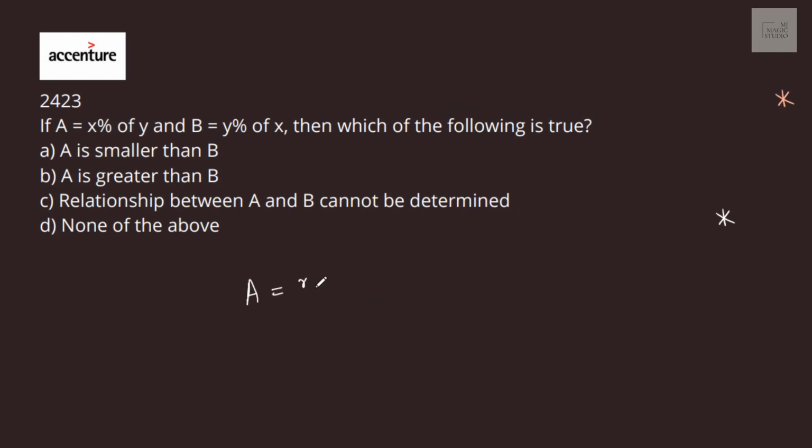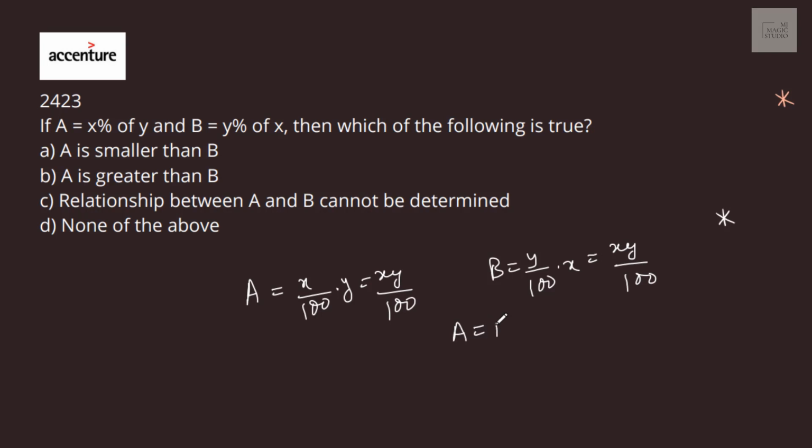A is X percent of Y. That means X by 100 into Y. That is XY by 100. Okay. B is Y percent of X. Y by 100 into X. That is also XY by 100. That means A is equal to B. Then which of the following is true? A is smaller. No, A is greater. Relationship cannot be determined is wrong. None of the above. Answer should be A is equal to B.